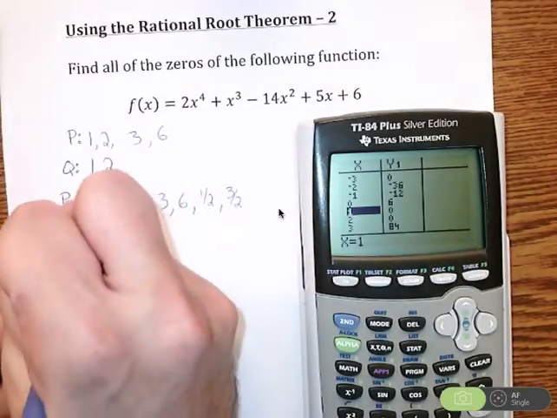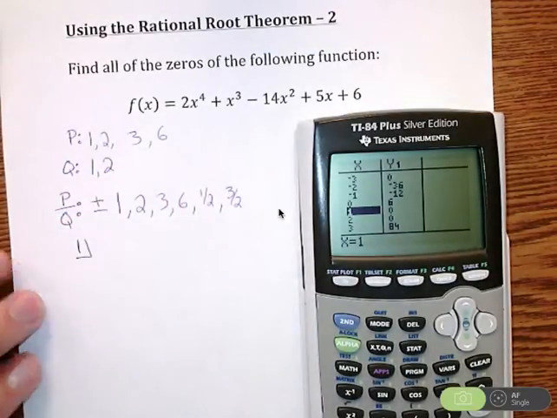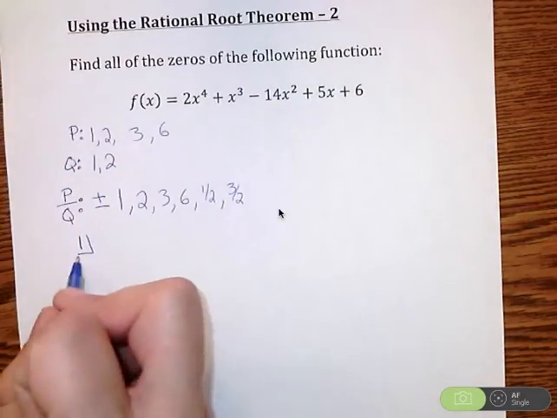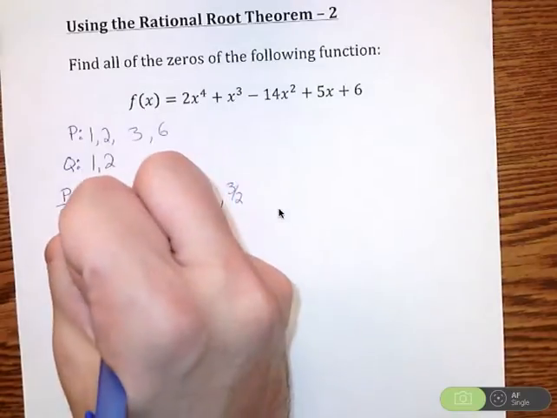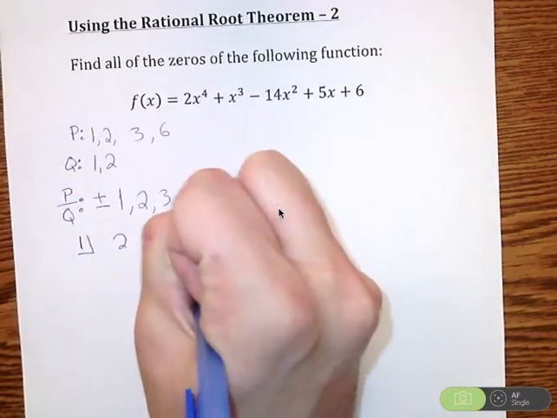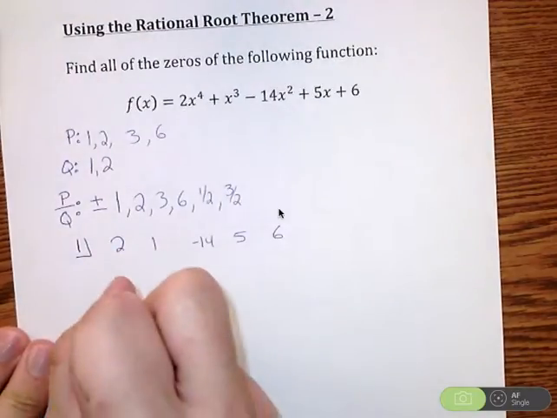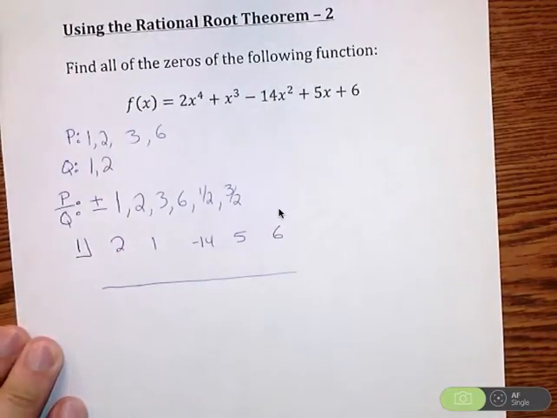So if I use 1, I'm going to do synthetic division, and this is going to show that 1 is one of my zeros. So I'm going to do synthetic division of this polynomial. So I'm going to have 2, 1, -14, 5, and 6. So I'm going to do synthetic division here.